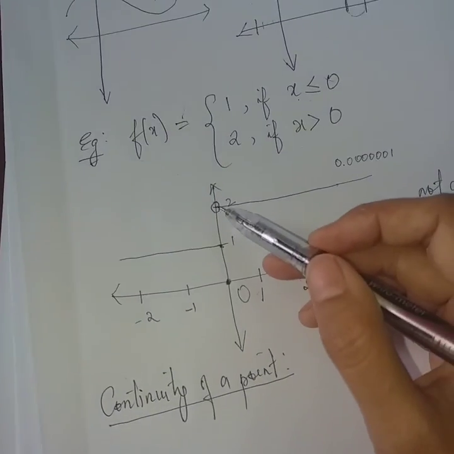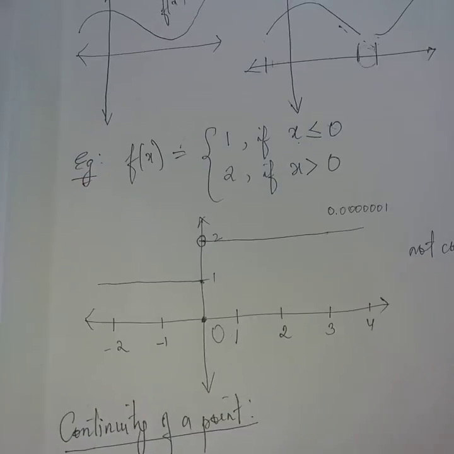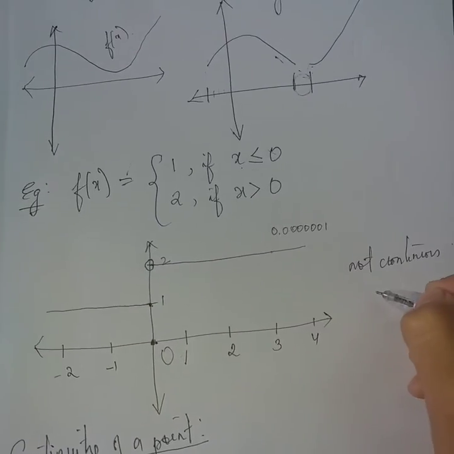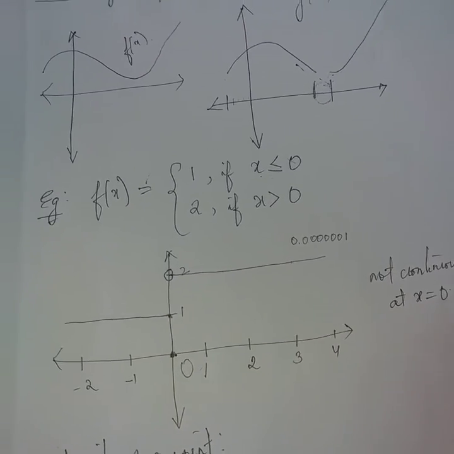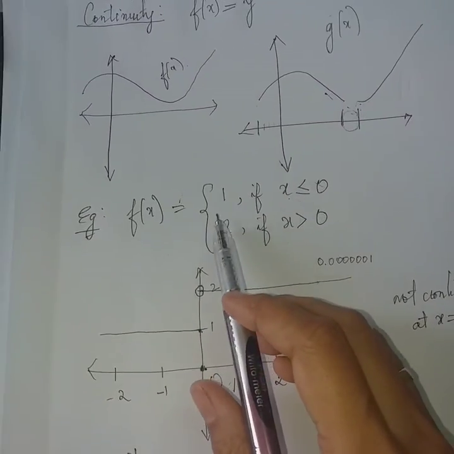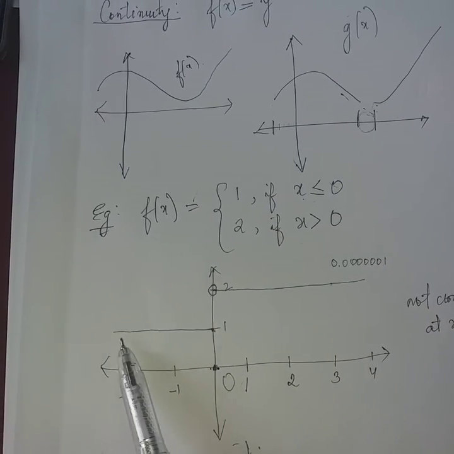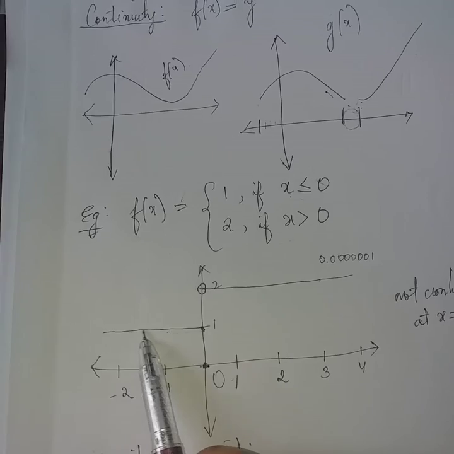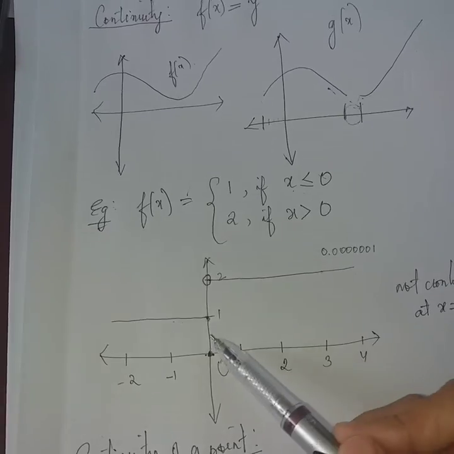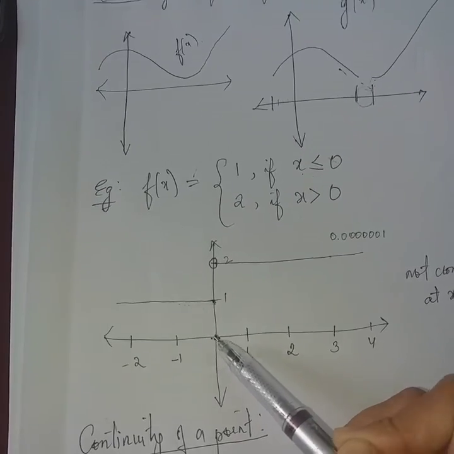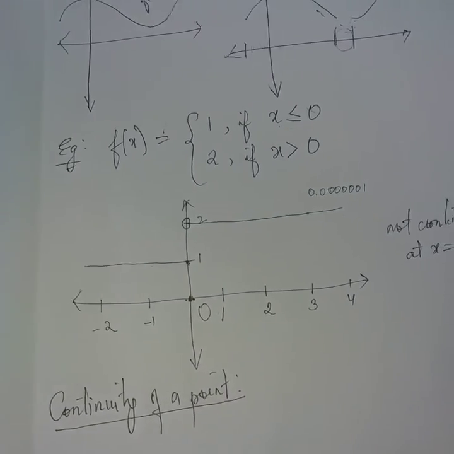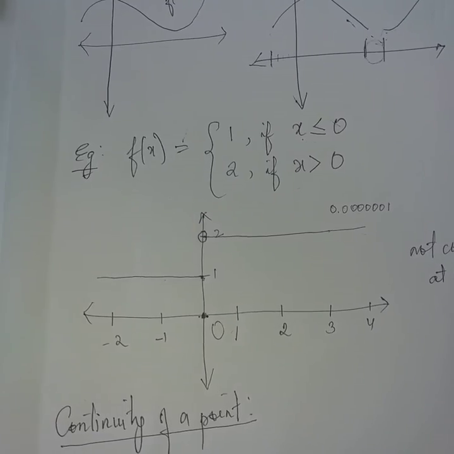Now here we see that it is discontinuous at 0. Since the function is breaking at the point 0, it is not continuous at x equal to 0. For other points, if we take the interval from less than 0, if the function is defined from here to here, then it is continuous. Also from this point to here it is continuous, but at x equal to 0 it is discontinuous. This we have to understand. Now let us see the definition of continuity at a point.